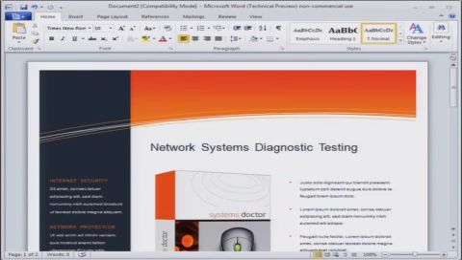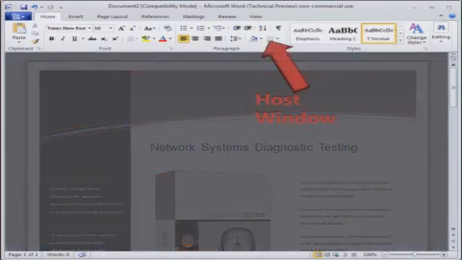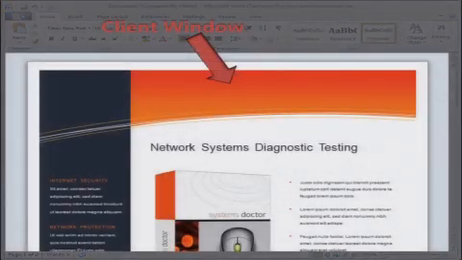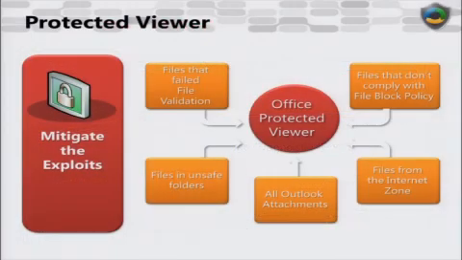So the three major applications have been redesigned to work with broker technology, where you have two different windows inside, for example, of Word. You have a host window at the top, which runs the main UI, the ribbon. This host window doesn't run the document per se. And then you have a client window, which does the rendering of the document and executes eventually code included in the document. So we have two different windows.